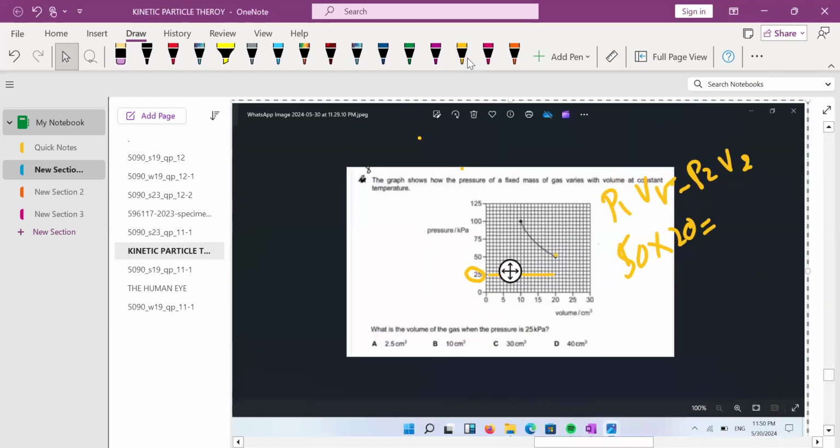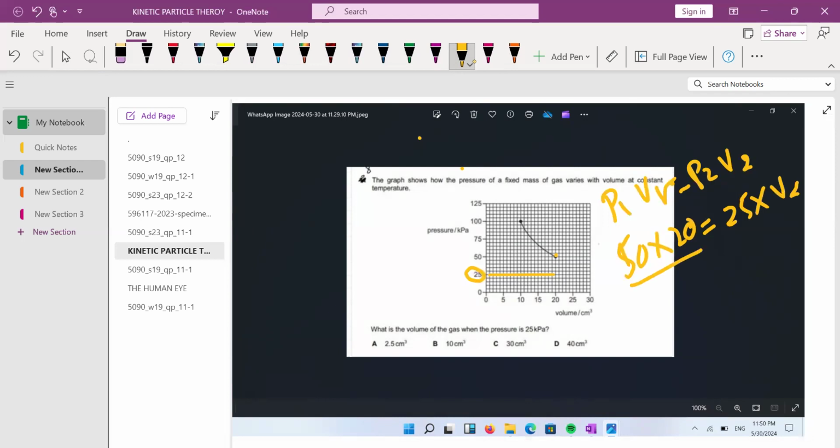P2 V2 you need to find, and P2 is given 25 kilopascals. So 25 into V2. These 2 points which I have taken as P1 V1, you can take from any point given on this curve, which is drawn on the graph. So I have taken this point which I have highlighted using yellow pen, which is 20 volume and 50 pressure.